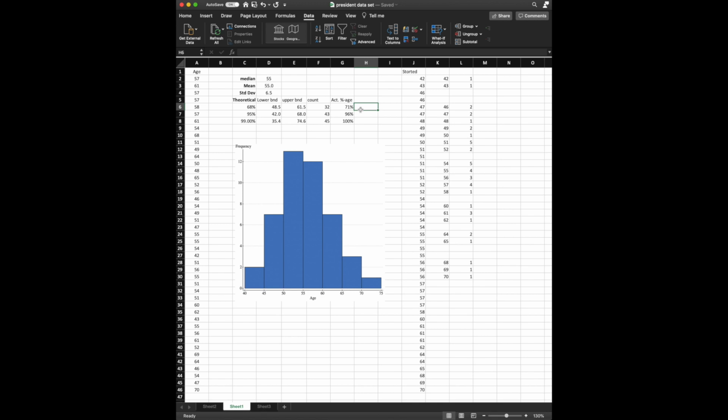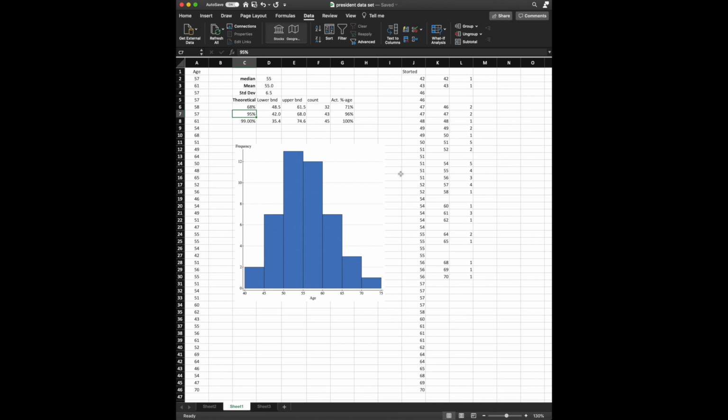If I go 2 standard deviations on either side of the mean, so doubling the 6.5, I get 13. So 55 minus 13 is 42, and 55 plus 13 is 68. If I come over here and count all the data from 42 all the way down to 68, I get 43 out of the 45, and 43 divided by 45 is 96%. And notice that that's even closer to our theoretical result.